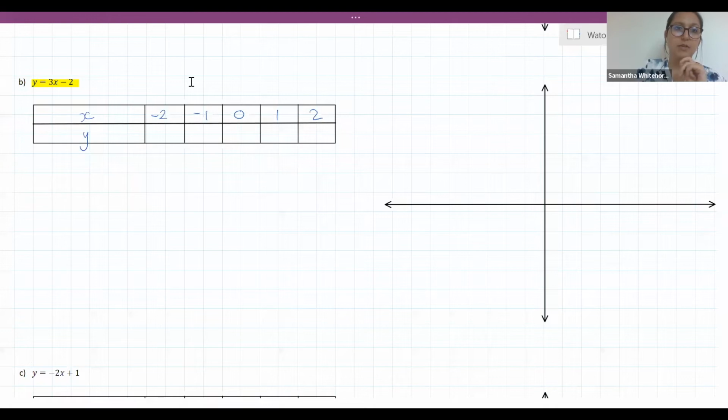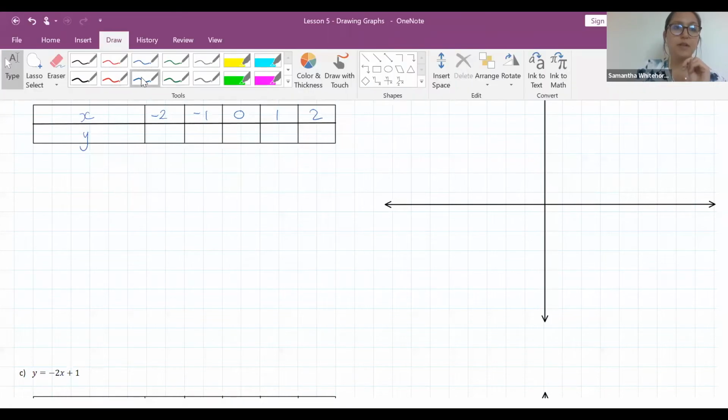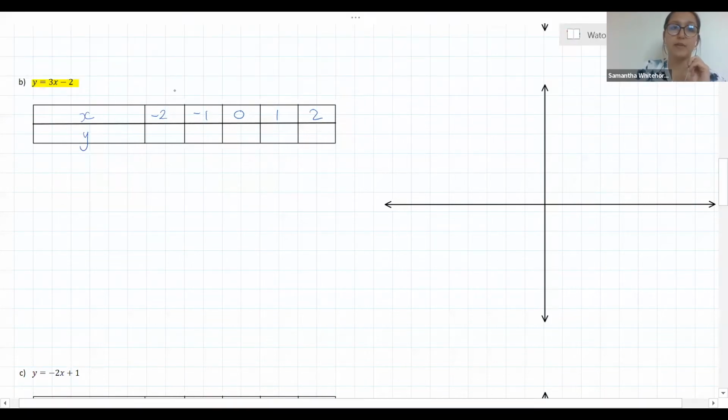Okay, so guys, remember you're substituting. Please remember that in substituting, you have some negatives here. So just make sure you're doing your order of operations correctly.